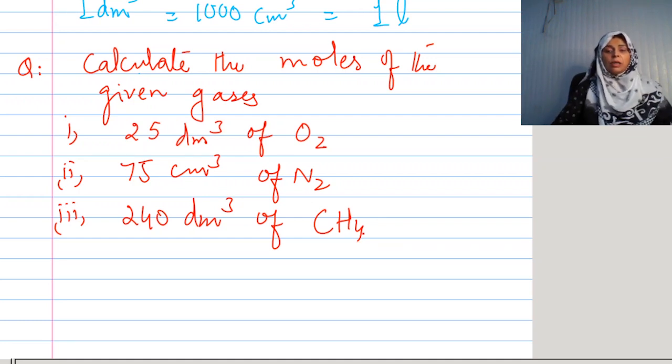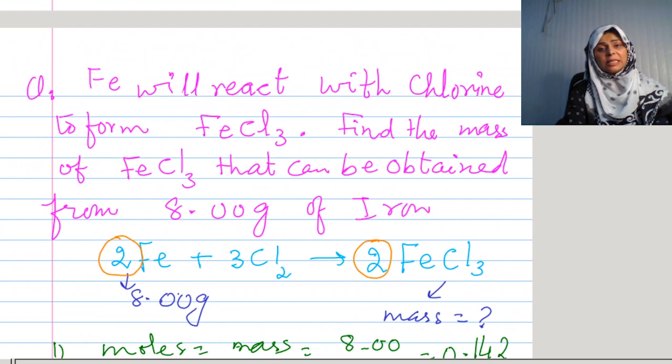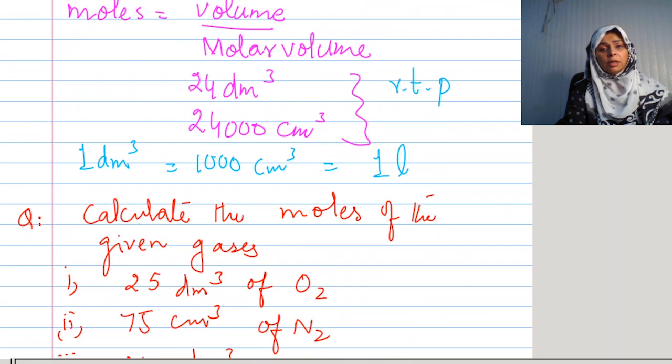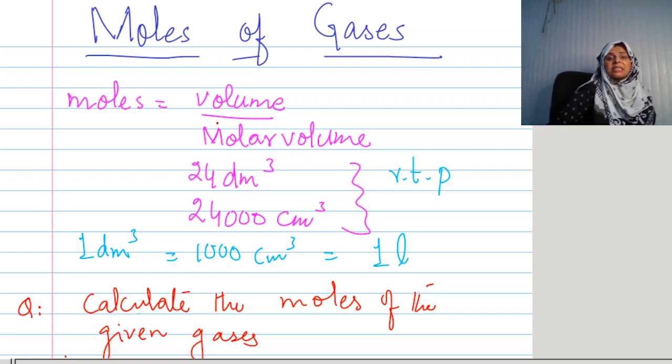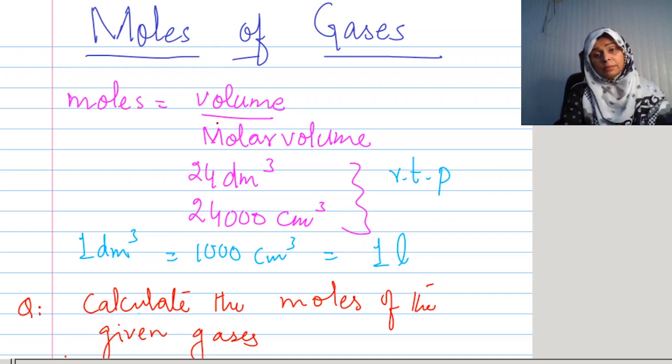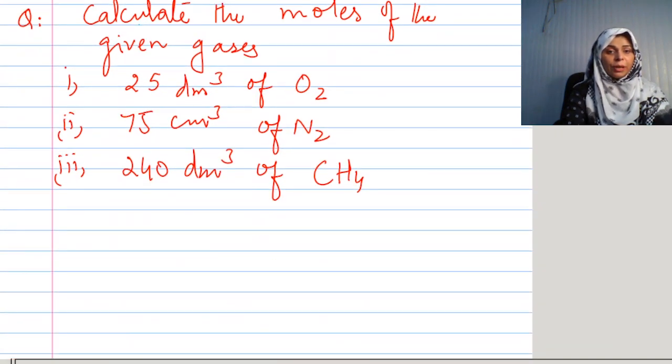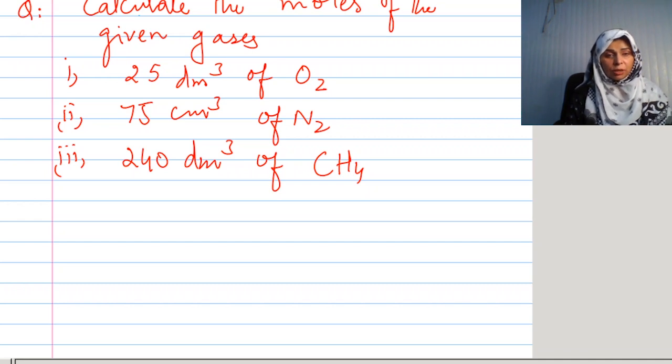So we have a formula: moles is equal to volume over molar volume. Yes, this is the formula which we will use. The molar volume at room temperature is the same for all gases. Even if it is carbon dioxide, oxygen, nitrogen, methane, chlorine, whatever the gas is, all the gases will occupy the same volume. This is a standard value. Okay, now we will move towards the solution.